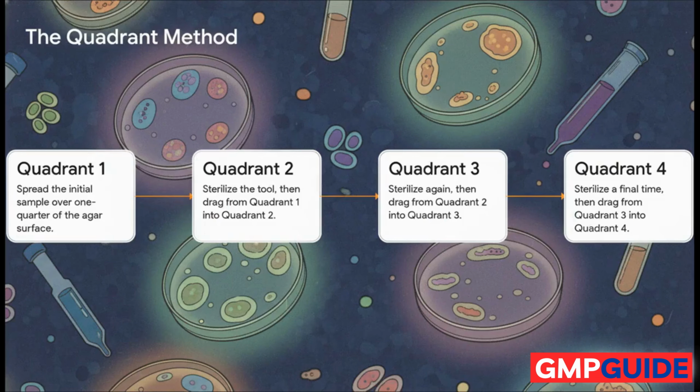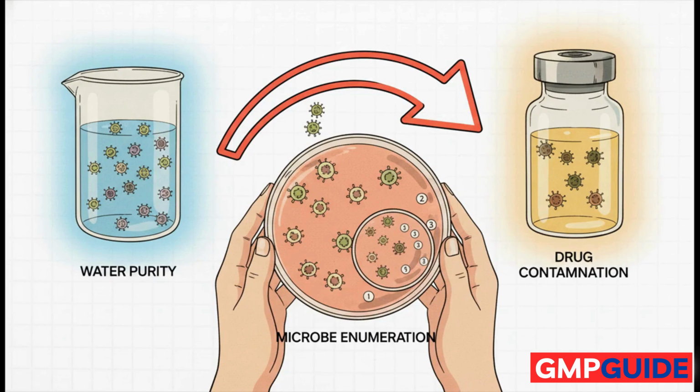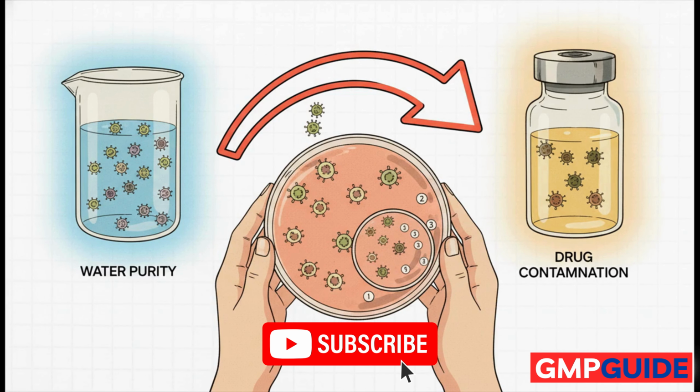Using a sterile loop, you just drag the sample across a plate in 4 different zones. Easy enough, right? And check this out. By the time you get to that last quadrant, you get perfect, isolated colonies. But what if you don't just want to isolate them? What if you need to count them?